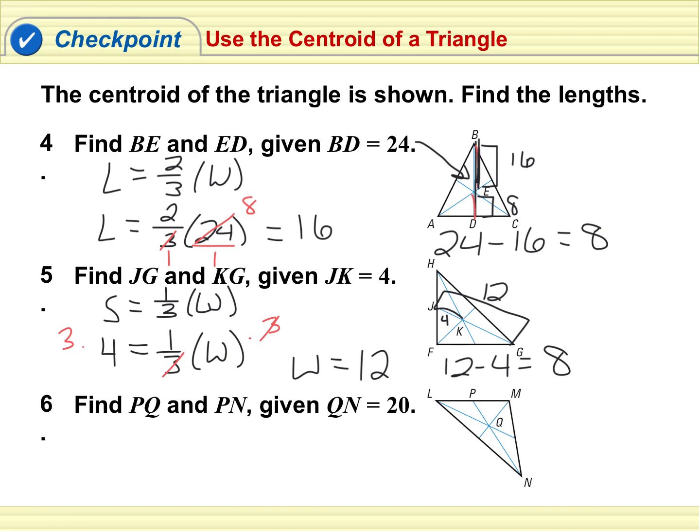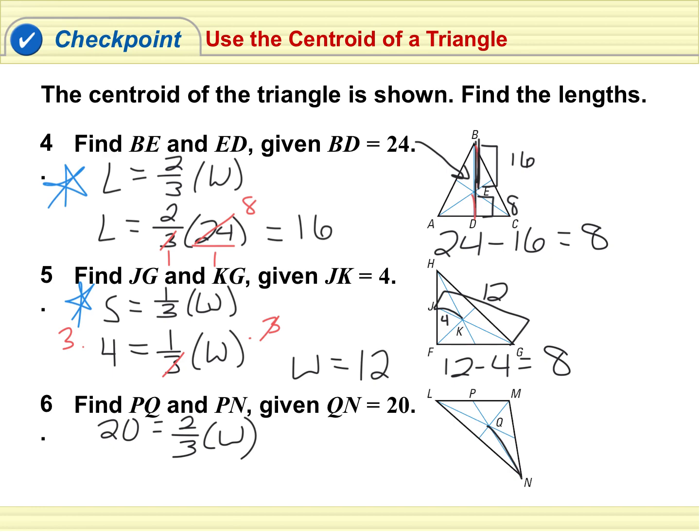QN is 20. What does that give us? The whole thing, the shortest side, or the longest side? The longest. Okay. So out of the two equations that we've created, which equation should we use? The longest, because it gives us that, right? So we're going to plug in 20 equals 2/3 times W.